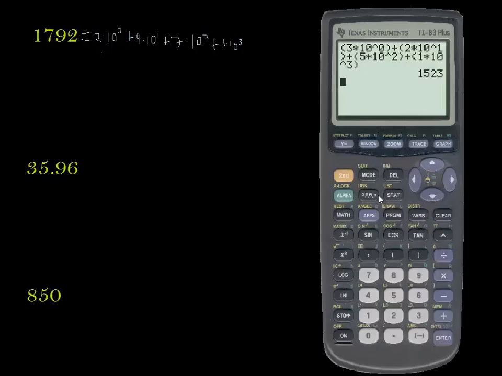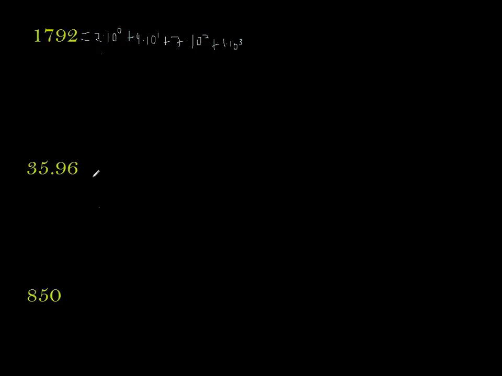And let's check that in the calculator. We have 2, 10 to the 0 power is just 1, plus 90, obviously 9 times 10, because 10 to the 1st power is just 10, plus 7 multiplied by 10, oh, we need parentheses there, to the 2nd power, plus 10 to the 3rd power, because 1 multiplied by anything is just itself. What do we get? 1792.